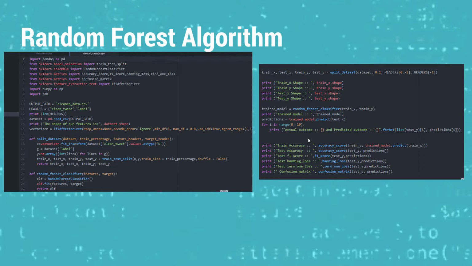After the train model, we did the predictions by passing the test data as a parameter in the predict function. After prediction is over, I printed 10 random predictions to check whether the predictions are right. It prints the actual outcome of the phrase, which is the label stored in the CSV file, and the other one is the predicted outcome from the trained model. After that, I analyzed the trained model with a few metrics that are already available in sklearn: F1 score, Hamming loss, zero-one loss, confusion matrix, test accuracy, and train accuracy.